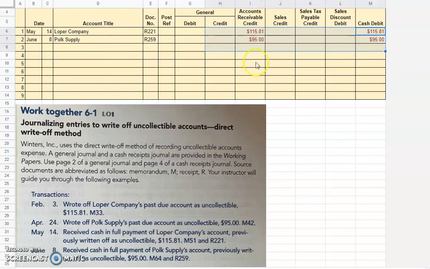That is all there is to it with writing off uncollectible accounts using the direct write-off method, and then, of course, collecting cash when they pay later. So, this is your work together. You're on your own as in a separate workbook. Good luck.